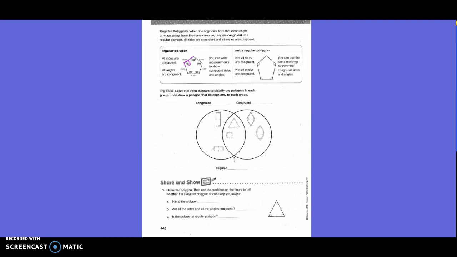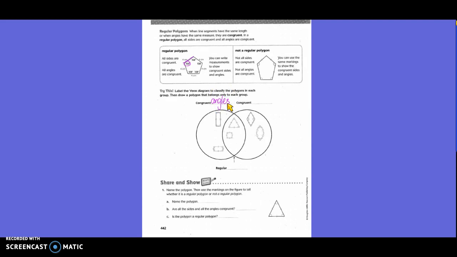So try this. Label the Venn diagram to classify the polygons in each group. Then draw a polygon that belongs only to each group. So congruent, what here? What do these have right in here on the left side of the Venn diagram? Congruent what? Angles or sides? Angles, right? All of them are what? Angles, guys. They're all right angles, right?